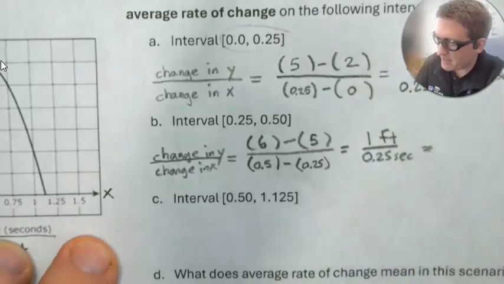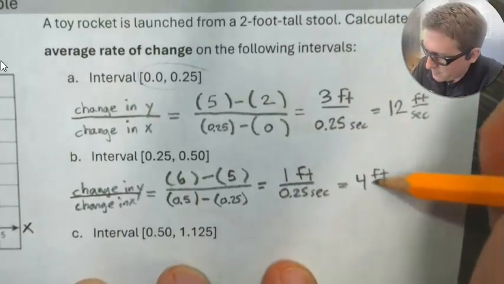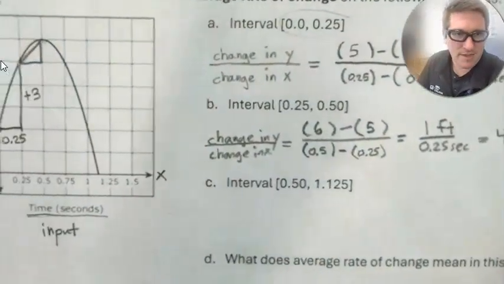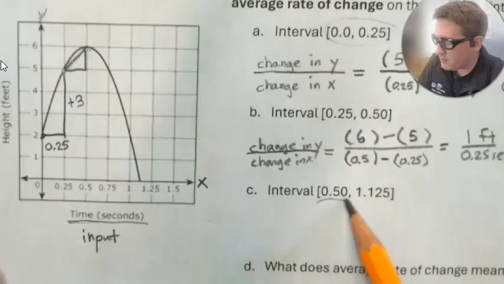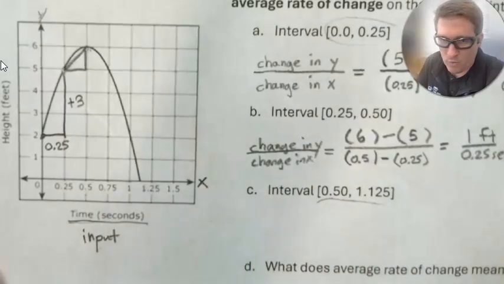And you type that in a calculator, and we're going to get 4 feet per second. So the average rate of change changed. Interesting. All right, now it wants us to do like the rest. It wants us to do it from 0.5 to 1.125.